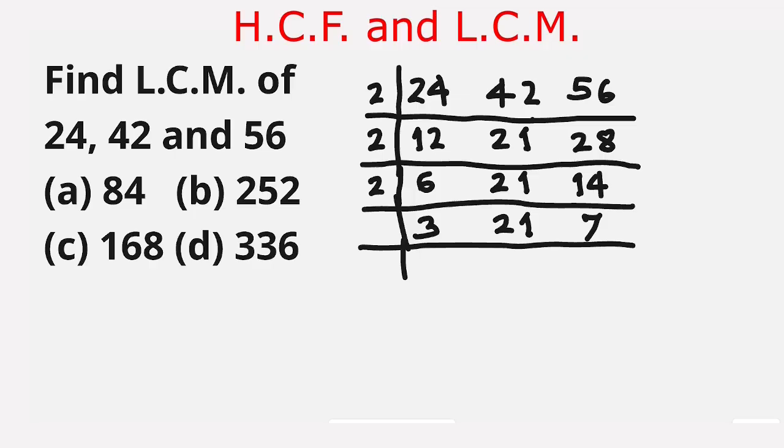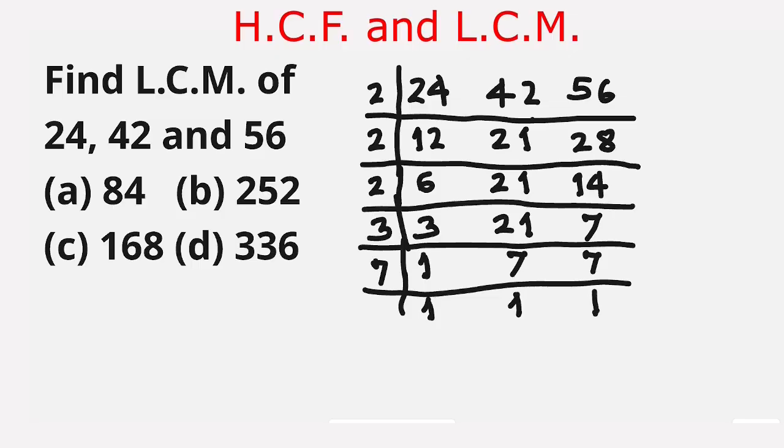Now we observe that there are two numbers which are divisible by 3. So 3 divides 3 for one time and 3 divides 21 for 7 times, and we write 7 as it is. Now there are two numbers divisible by 7. We carry 1 as it is. 7 divides 7 for one time and 7 divides 7 for one time.